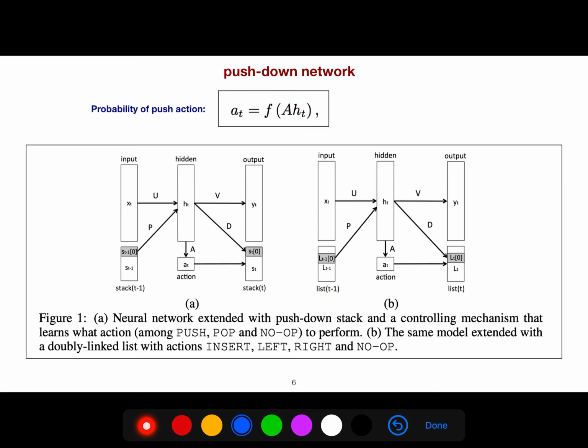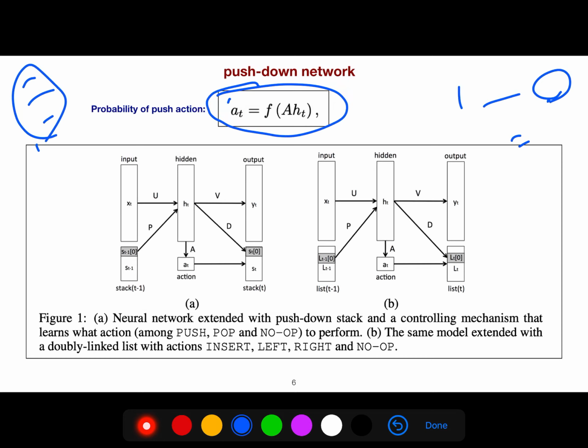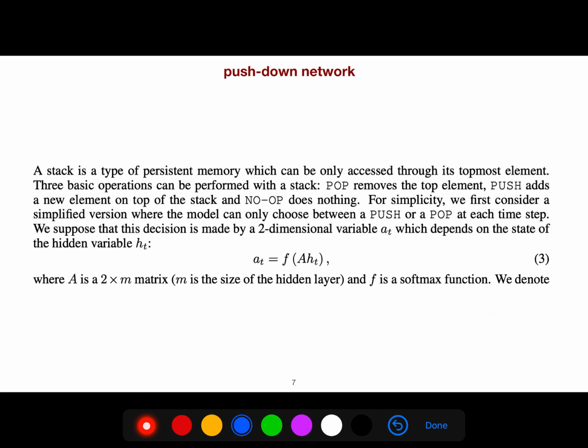So the push-down network uses a similar idea. Instead of just saying that, we say what is the probability of a push action. So we also have this probability of push action. What is the probability of push action? And you know, 1 minus the probability of push action is the probability of pop action. But some people have 3 different actions: push, pop, and do nothing. But let's focus on this simple scenario that we only have push and pop, nothing else.